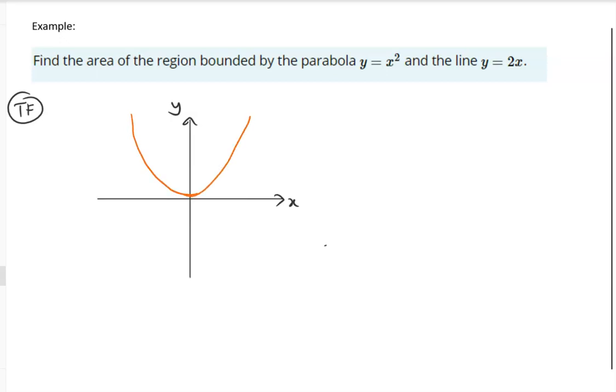Bit better. Okay, so there's y equals x squared. By now that should be a given. You can draw that. Here's y equals 2x. I'm going to do this with a really exaggerated line. Okay, so there's y equals 2x, and we want to find the area in between. So we're looking for this area in there.